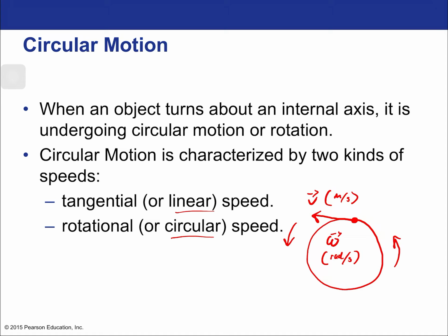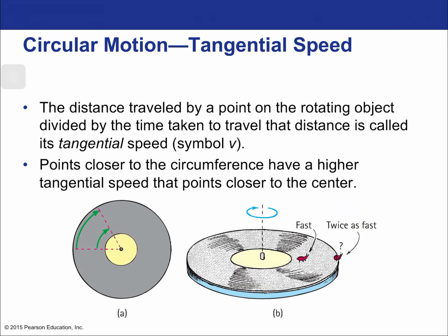Notice that omega also doesn't correspond to a single point along our spinning wheel or rotating object. Instead, omega, the circular or rotational speed, encompasses the entire rotating object. So it describes the entire rotating object rather than a single point. All right? So let's get more into that.